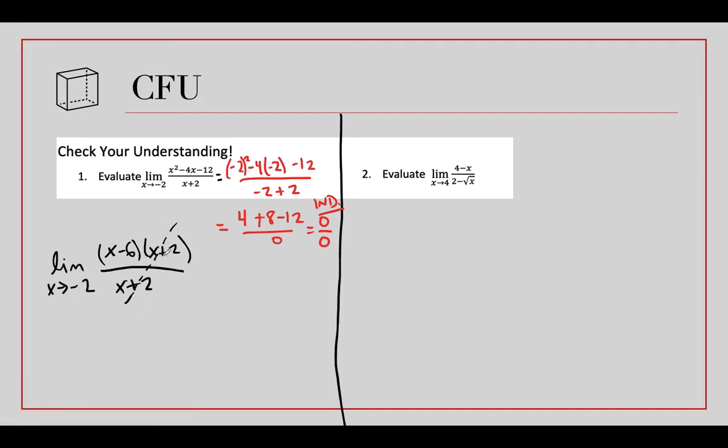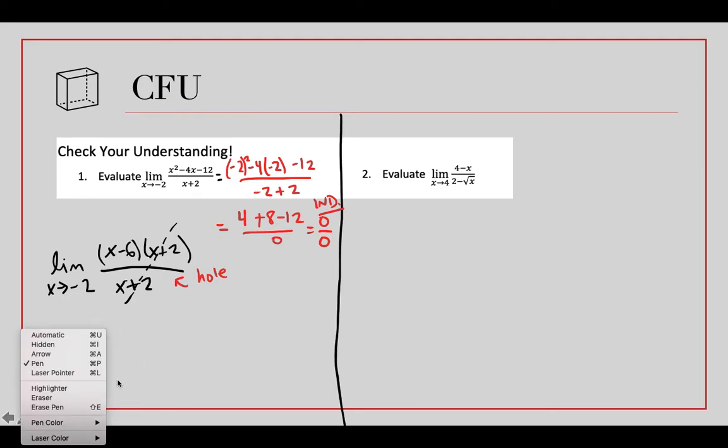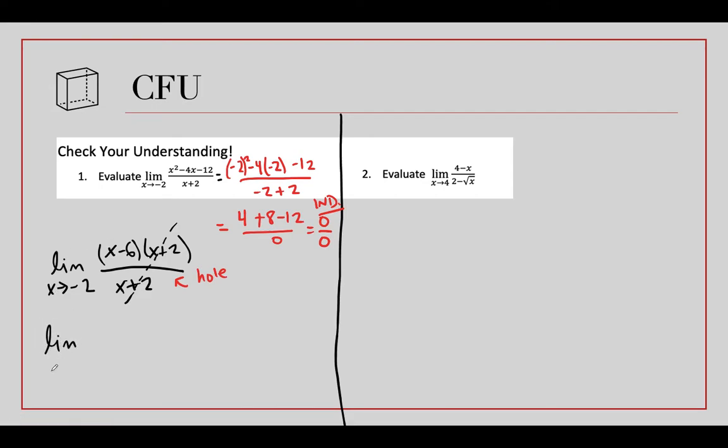Hopefully you remember from pre-calc that when we have a factor that cancels, that's called a hole. But we're not going to worry about that right now. We're going to keep moving on, but I just want to review that. So now I have the limit as x approaches -2 of x minus 6. When I plug in -2 now, I get -2 minus 6, and I end up with a number this time instead of an indeterminate result. So I'm happy.